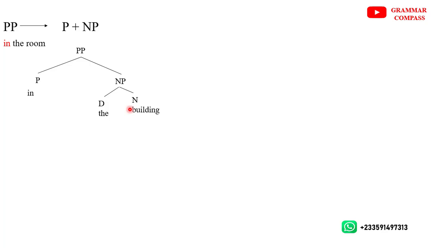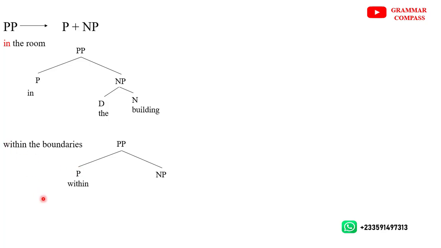Let us have another example. Within the boundaries, can you identify the constituents of this prepositional phrase? We have the preposition, that is within, and then we have our noun phrase, which is the boundaries. Let us draw a tree for it. First of all, we will have our prepositional phrase that consists of a preposition and then a noun phrase. What is our preposition? It is the word within.